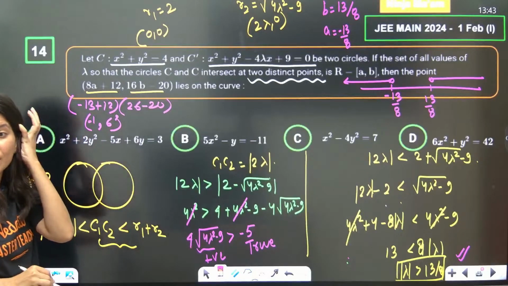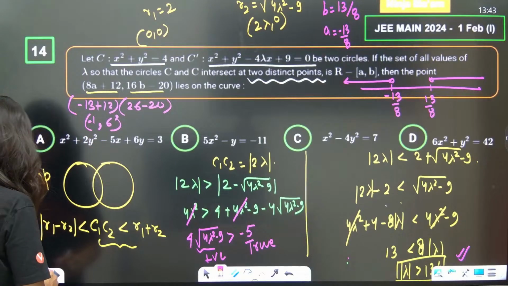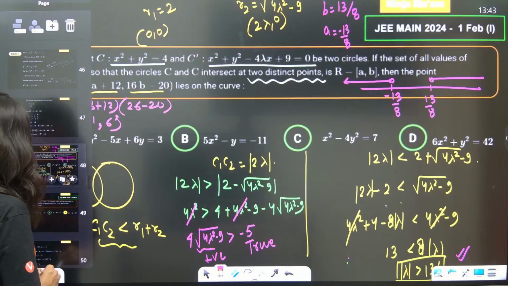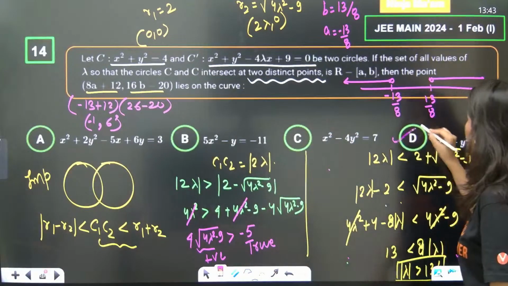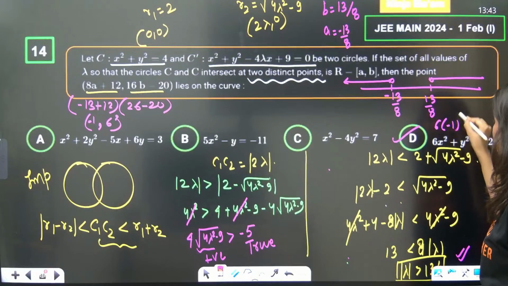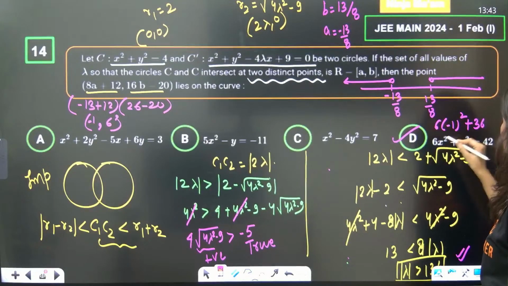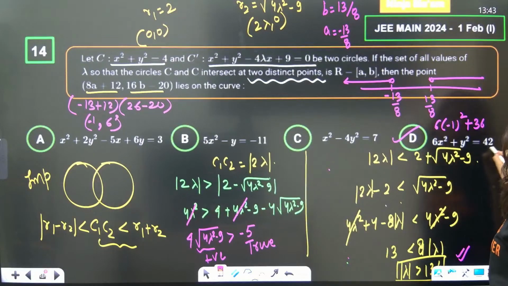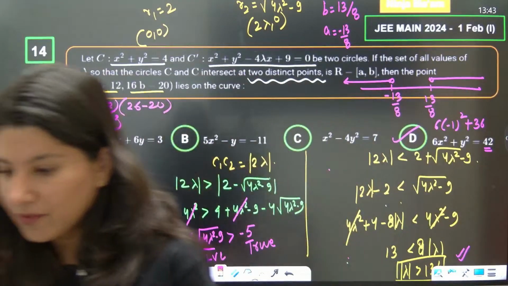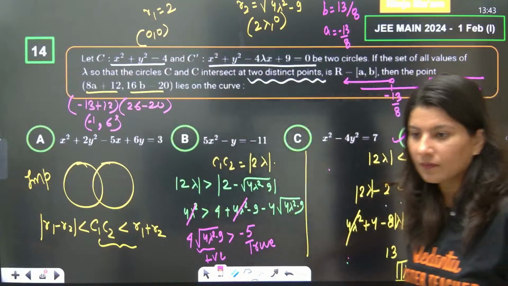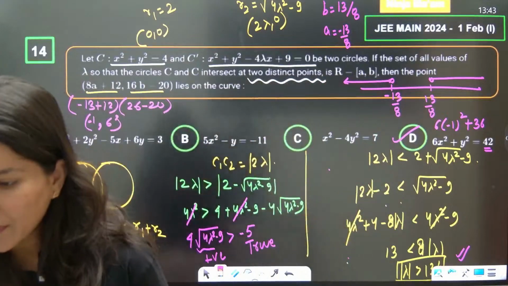So minus 1 comma 6 is lying on, let me show you the solution, option D. See, if you put minus 1, 6 into minus 1 square plus 36. So can you see 36 plus 6? So 42. Only option D is getting satisfied. Yes, everybody? How does lambda square K?